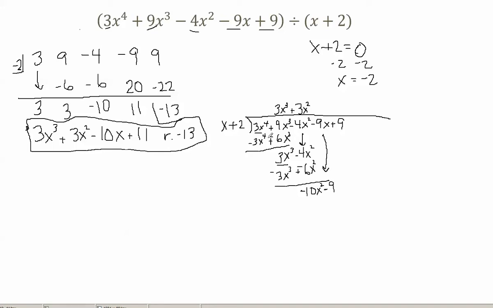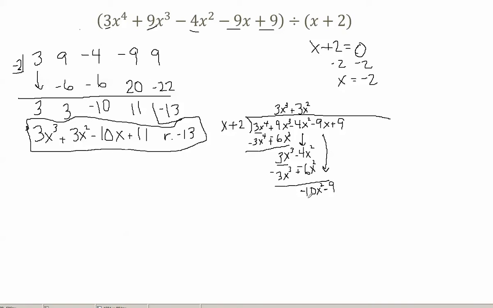Notice that our coefficients here, this 3 and this negative 10, are right here. We have 3, 3, negative 10. So we have this 3, and anyway, it's kind of nice in that sense. You can start seeing the similarities.